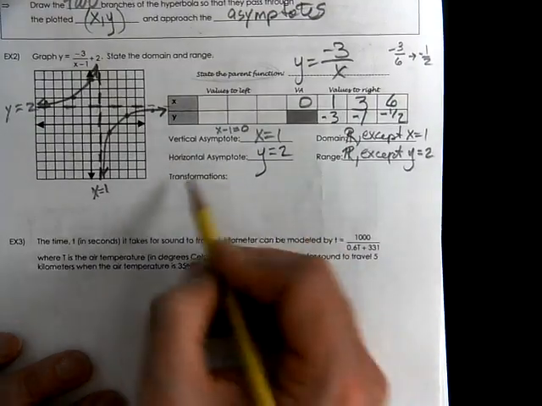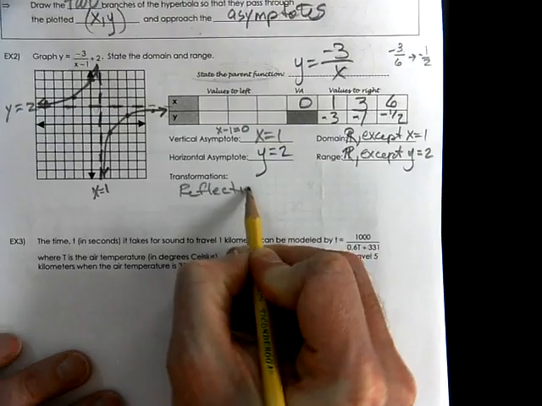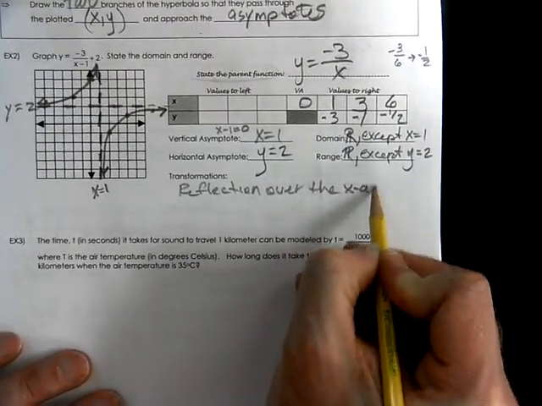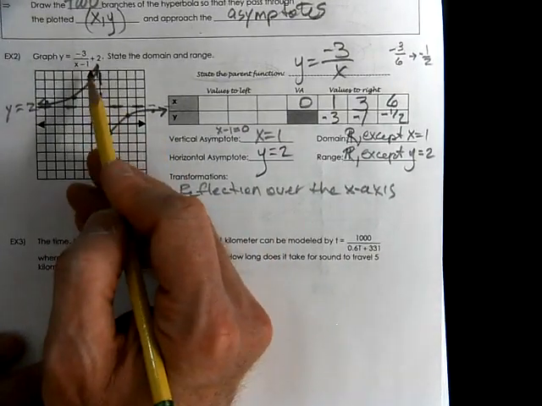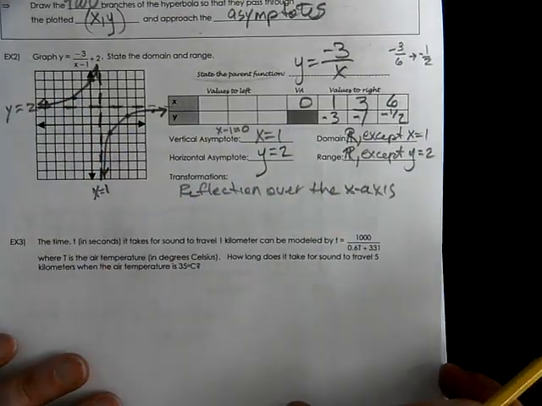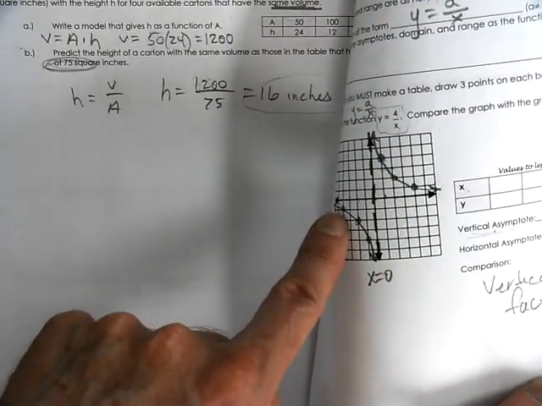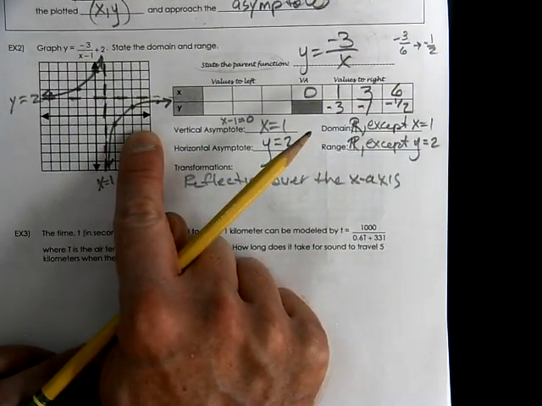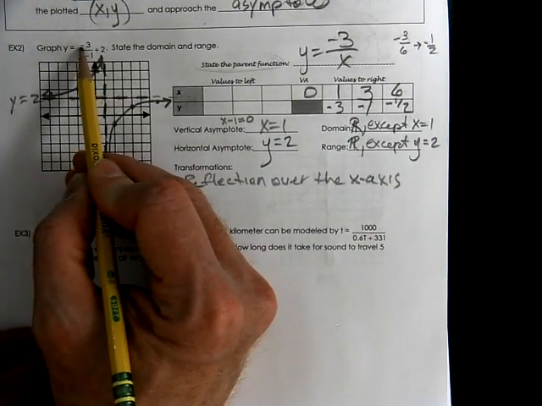So here you could say we have a reflection over the x-axis. That's why the branch is on the bottom right and this one's on the top left, where in our other graph it was switched around. It was in the upper right-hand corner and the lower left-hand corner. Now we're in the lower right corner. It's because there was a reflection over the x-axis because of the negative.